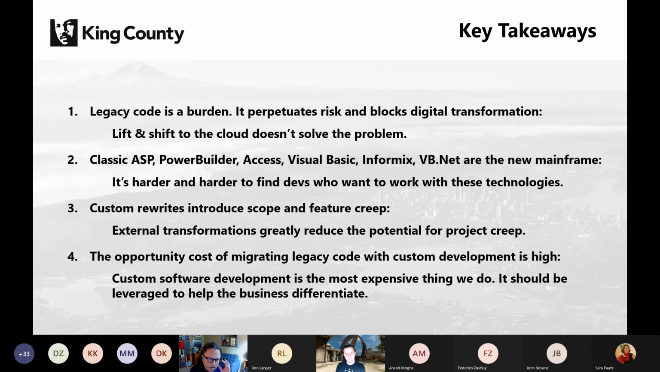And then finally, the big thing for us, and if you think back to that slide where we documented how that schedule and cost slipped so dramatically, is that the opportunity cost of migrating legacy code with custom development is super high. And that's been our experience. Because I think it's really true, at least at King County, and I suspect in other local government spaces, custom development is the single most expensive thing that we do, right?